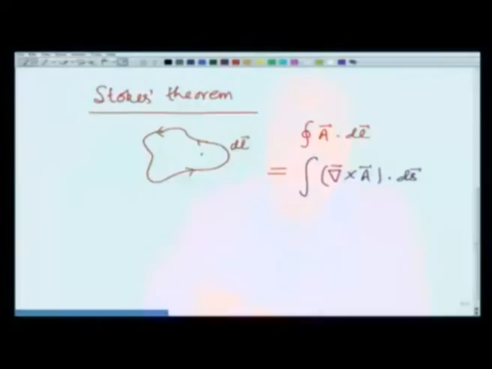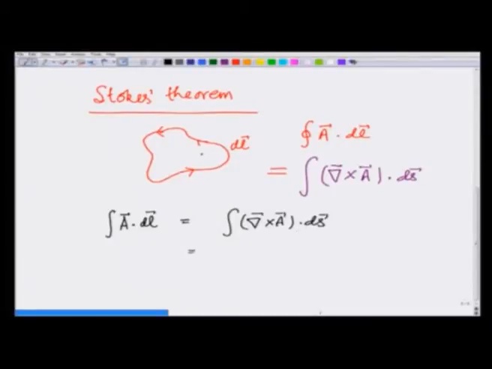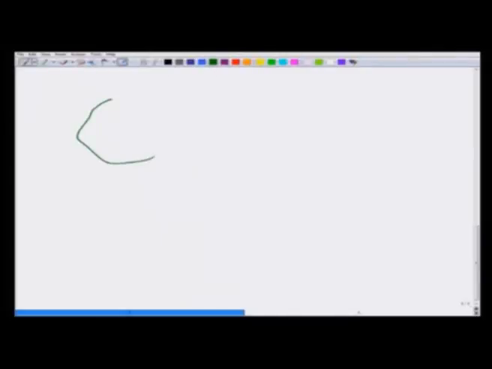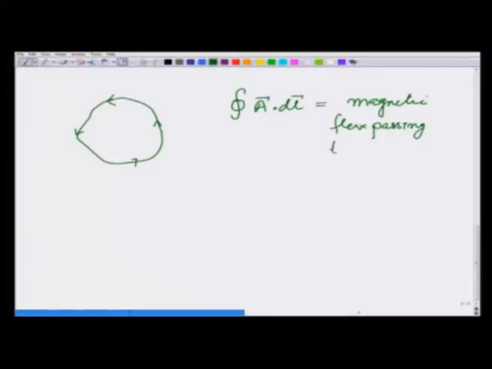Let us now apply this to the magnetic field, and in that case what we will see is that the line integral of A dot d l is equal to the surface integral of curl of A dot d s, but curl of A is nothing but the magnetic field, and therefore, B dot d s. Therefore, what we learned from this is that if I take around a closed path the line integral of vector potential A, it is equal to the magnetic flux passing through the area enclosed by the curve.